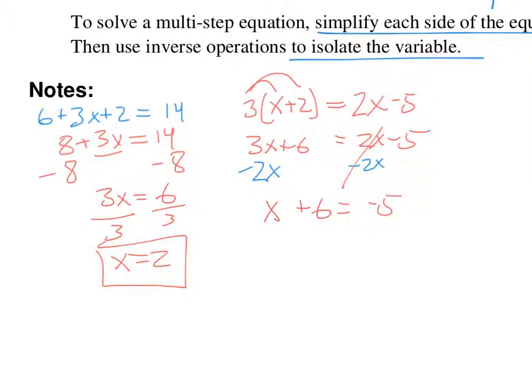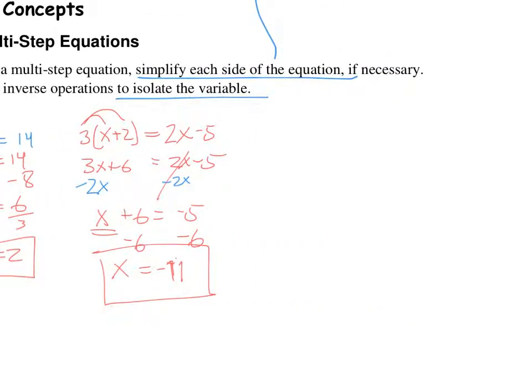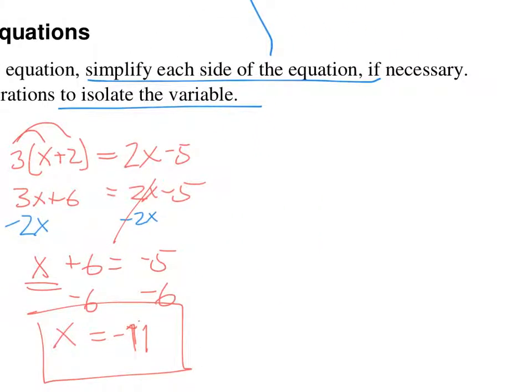Now we got all the variables on one side. That's good. Let's get this constant out here, plus 6. Do the inverse operation, subtract, and we get x equals negative 11. That's 11. Okay? That's the idea. Okay?